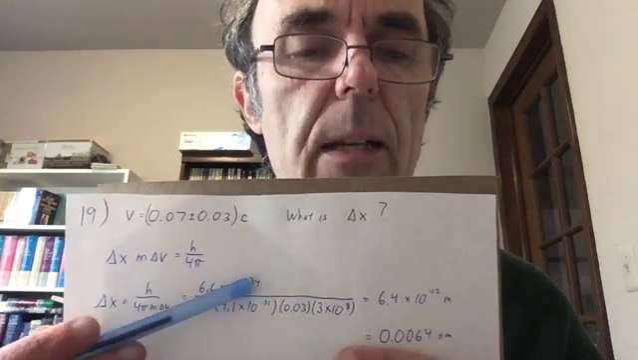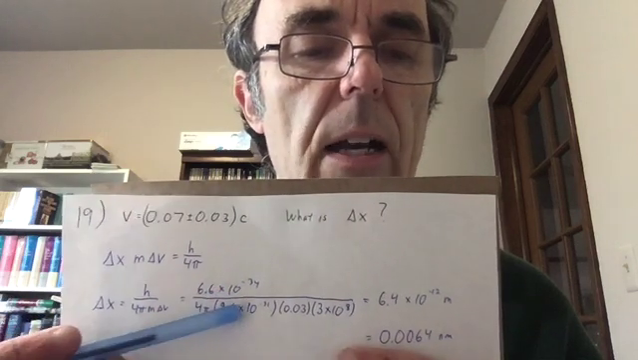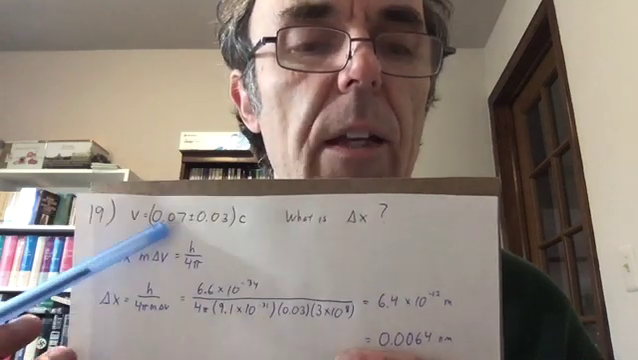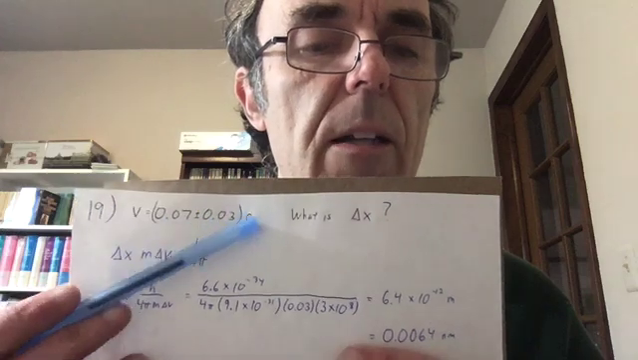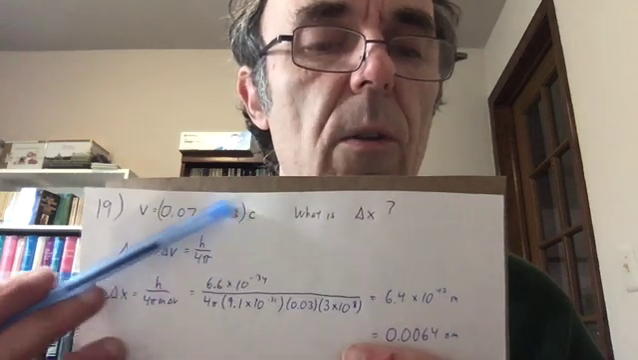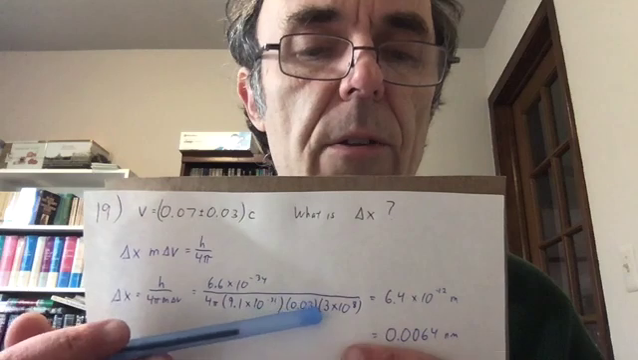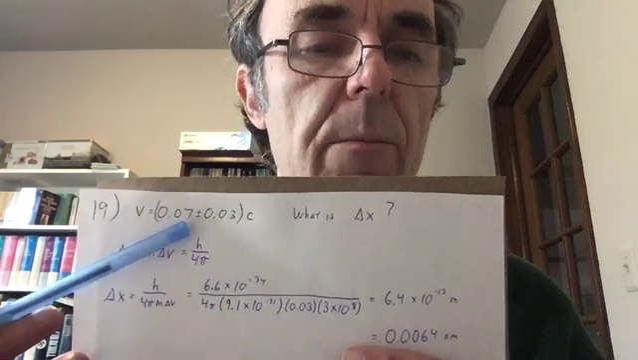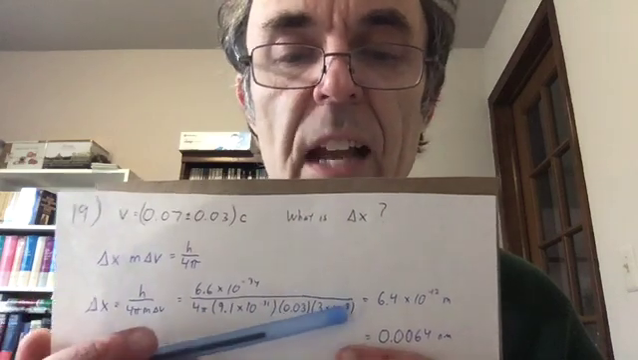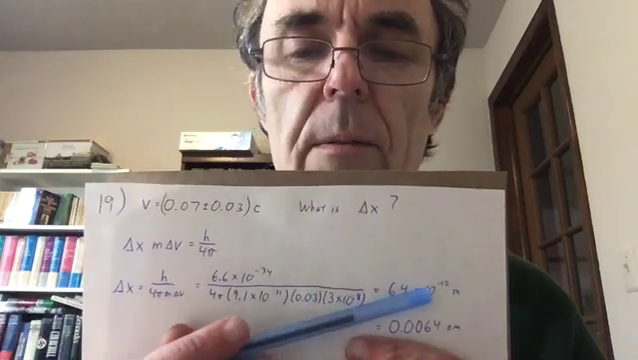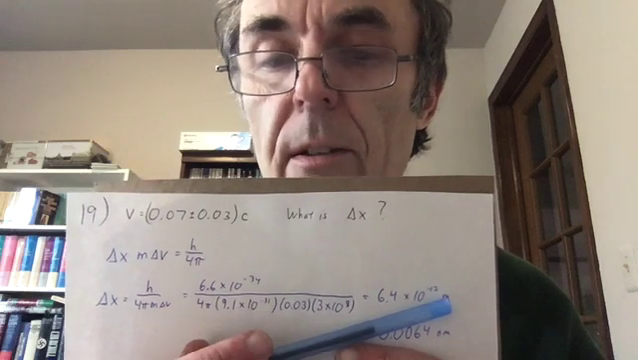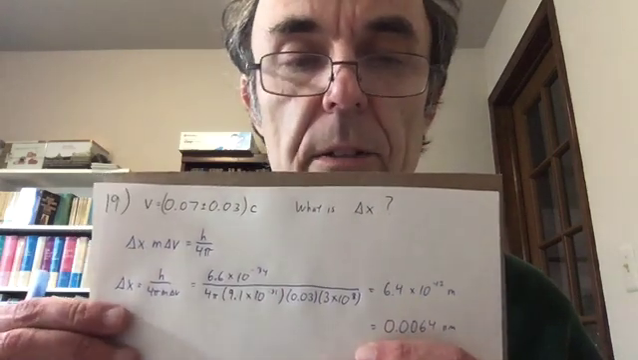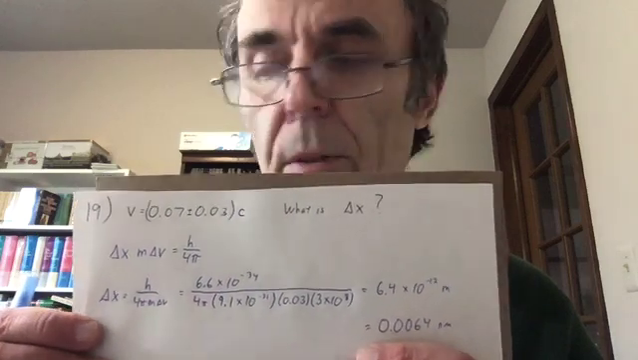So 6.6 times 10 to the minus 34, that's h, over 4 pi, times the mass of the electron, because it was said this was an electron. And you don't really care about the 0.07. What you care about is the uncertainty, which is the plus or minus value. So 0.03 times the speed of light is the uncertainty in the speed. You never need to use the 0.07. You do the calculation, get 6.4 times 10 to the minus 12 meters, and converting to nanometers, it's 0.0064 nanometers. Heisenberg uncertainty principle.